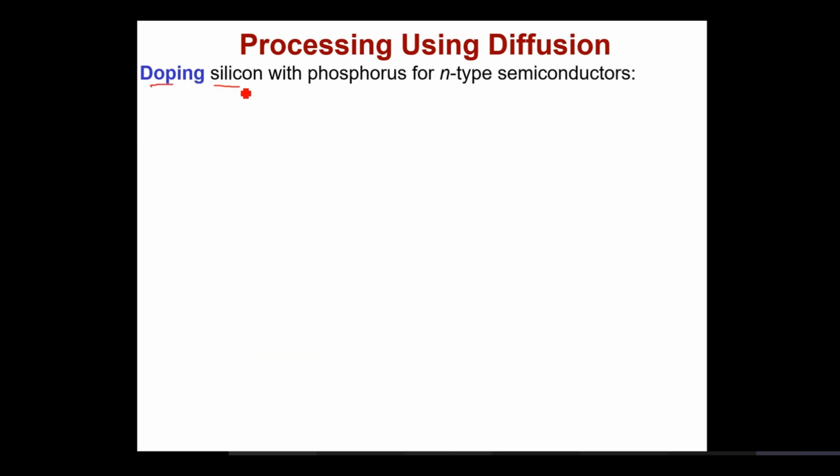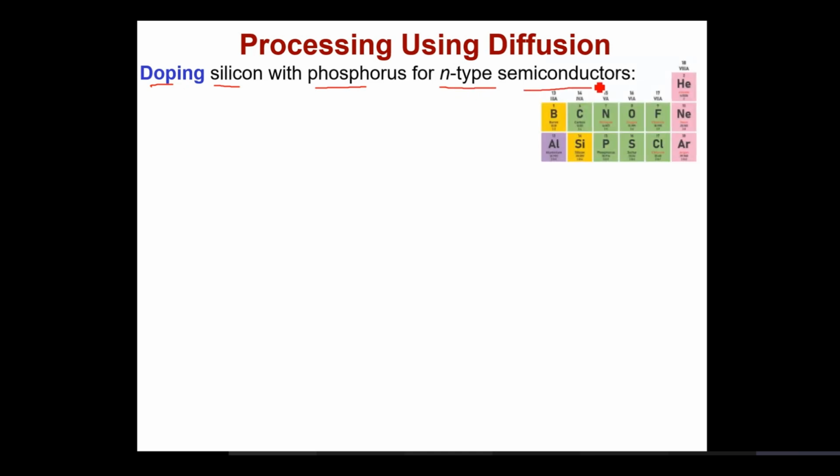Processing using diffusion, I'll give you an example where you dope silicon with phosphorus to achieve N-type behavior in semiconductors. If you look at this periodic table, silicon essentially has 4 valence electrons and phosphorus has 5 valence electrons, an extra electron. The atomic sizes are almost similar, so they could form a substitutional solid solution. If you remember the condition, the atomic size difference should be less than 15%.